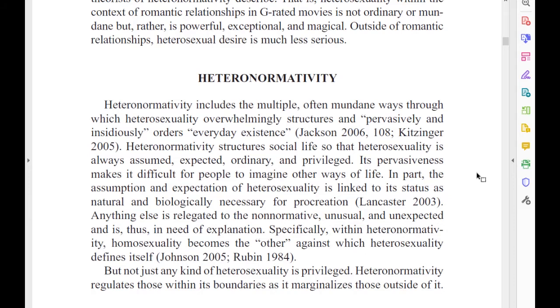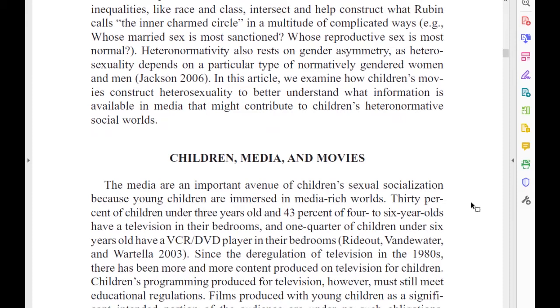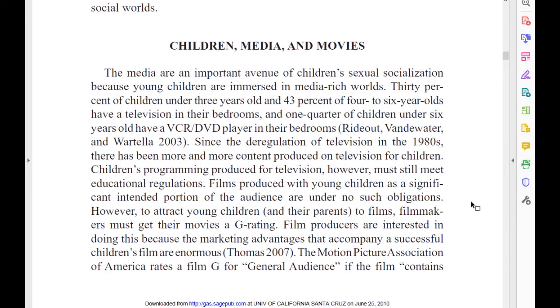The literature review is often broken into subsections or multiple sections, and that's what we see in this example. So the first literature review section covers heteronormativity, and then if we scroll down, we'll see a second one on children, media, and movies. Another important thing to note about the literature review is that it's driven by theme or topic, not by source. And we see that in the way that it's broken into sections that are labeled by theme. But we also see that within the sections.